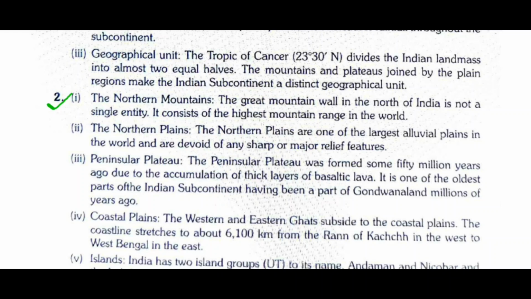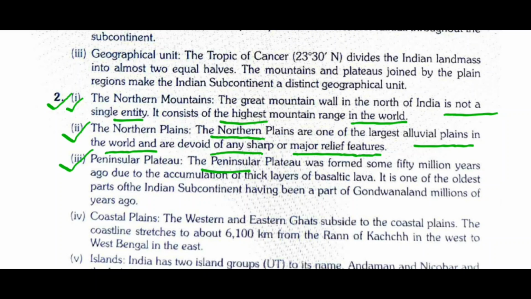Next, question number 2. Describe briefly the five main structural units of the Indian landmass. First point is the northern mountains. The great mountain wall in the north of India is not a single entity. It consists of the highest mountain ranges in the world. Then the northern plains. The northern plains are one of the largest alluvial plains in the world and are devoid of any sharp or major relief features.